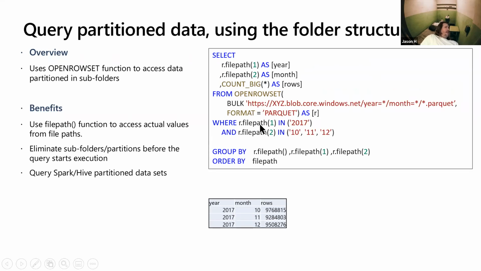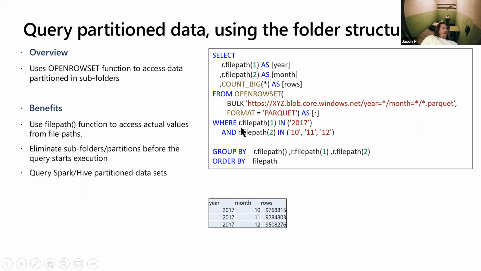I can also use these functions, right? So this filepath 1 equals 2017. If you see what's happening here, I have 3 wildcards in here, right? The first one is going to be year, the second one's going to be month, and the third one's going to be star.parquet.